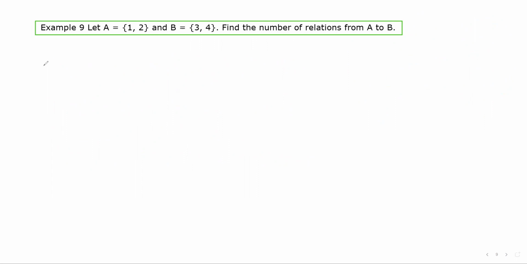If you want, you can even find A cross B and then form the relations between them. But you can also use a formula for it. We know that the number of elements in A is 2 and the number of elements in B is 2. We know that the number of elements in A cross B will be equal to the number of elements in A into the number of elements in B, which is equal to 2 into 2, which is equal to 4.